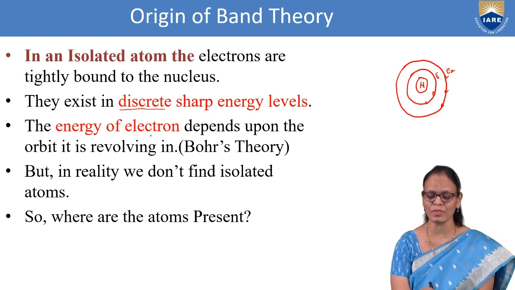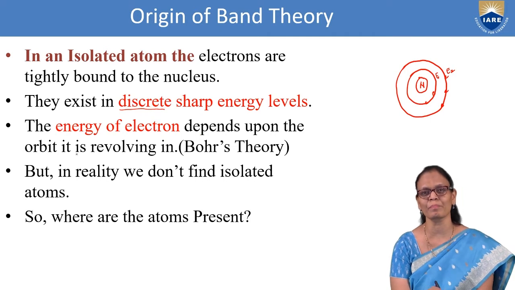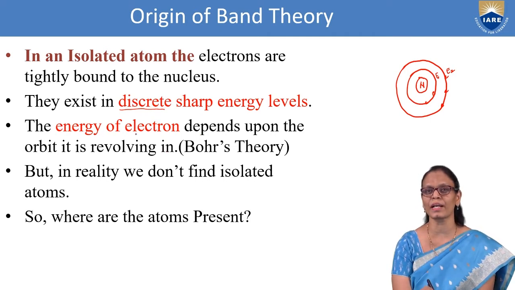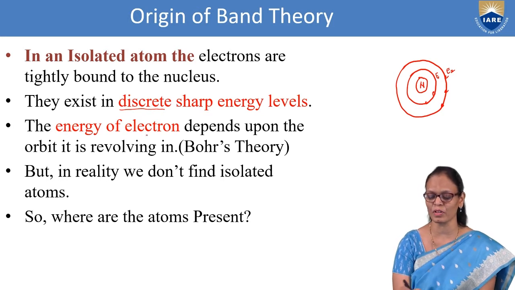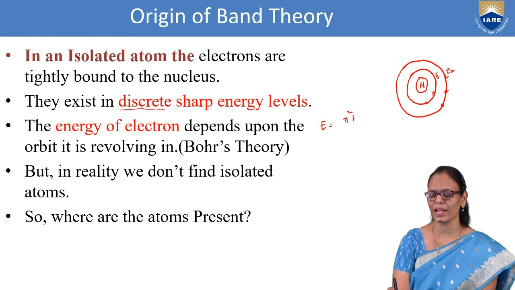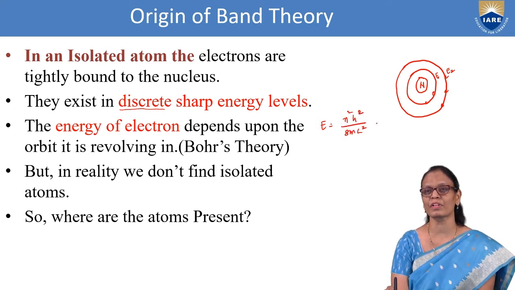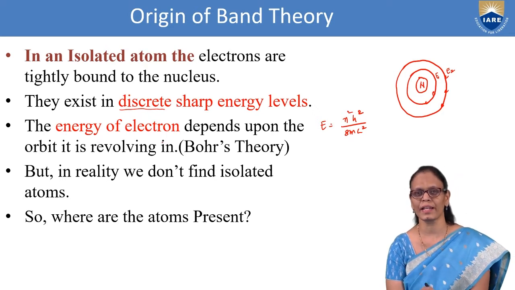And the energy of the electron depends upon the orbit it is revolving in. You can calculate the energy of the electron. We have derived the formula also to calculate the energy. E is equal to n square h square upon 8 m L square. This is what we have derived in free electron theory. And also using the Bohr's theory, we can calculate the energy of the electron.